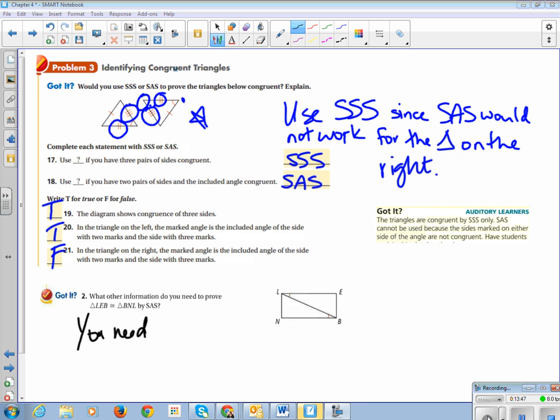All right, so we have the angles. We know LB is congruent to itself. We do not have NB and LE. So we need LE congruent to NB.